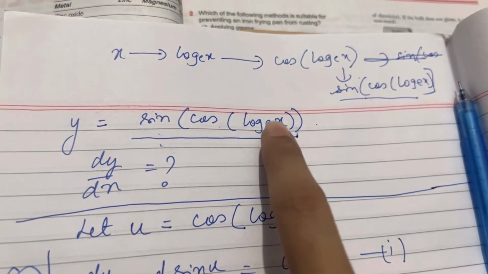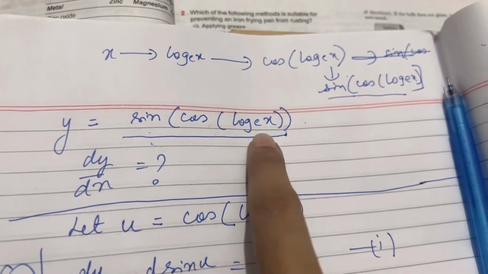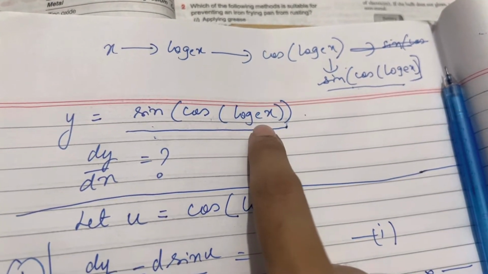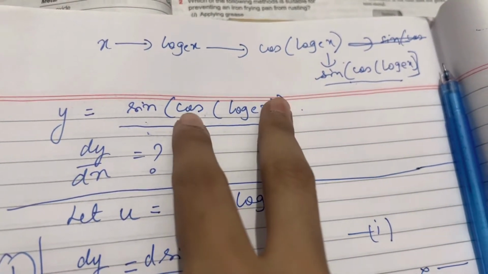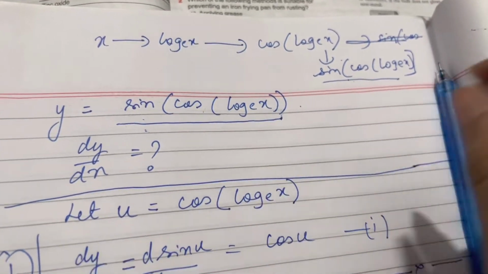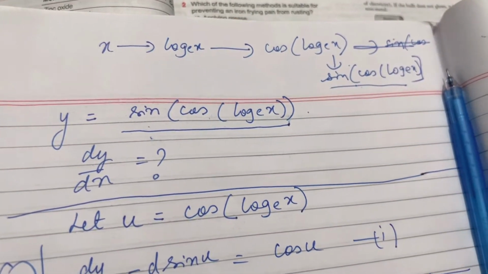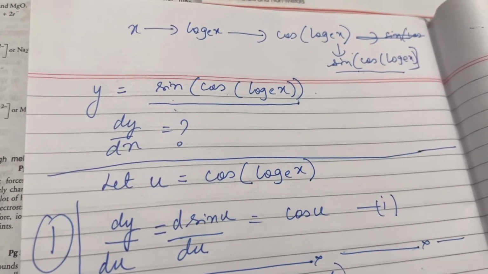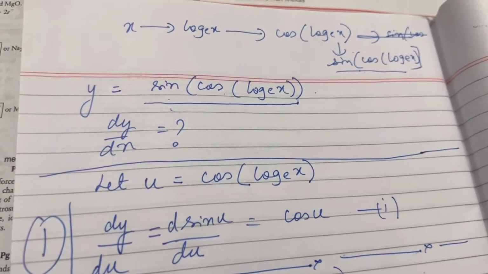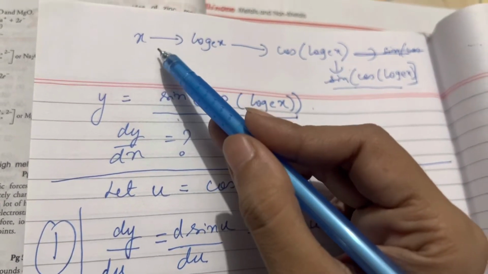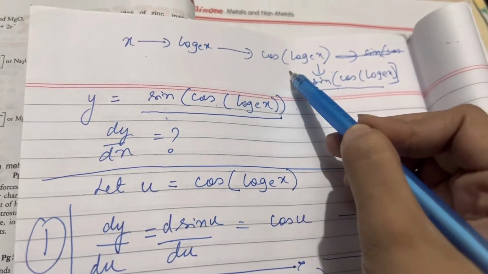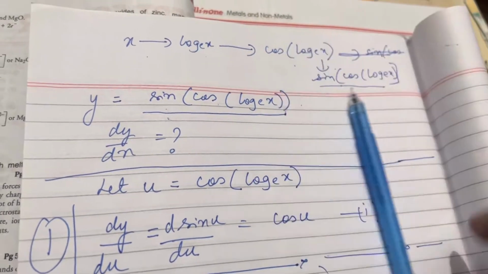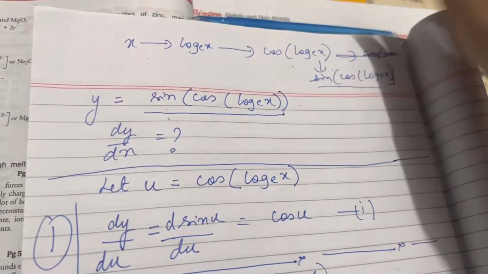So we can do the differentiation of log x by the direct method. The formula for the differentiation of log x is 1 by x. But for cos, it's not cos x, it's cos log x. So this is the place where we need to break things down. The first method is the du-dv method. I have broken it down. x became log x, then it became cos log x, then it became sine cos log x. So we shall start from here and start unwrapping it.